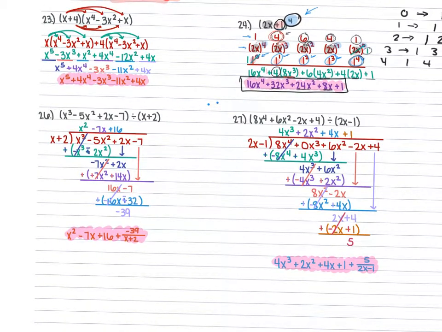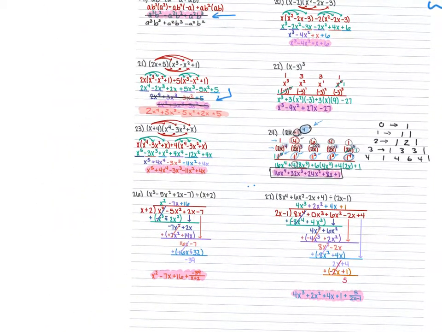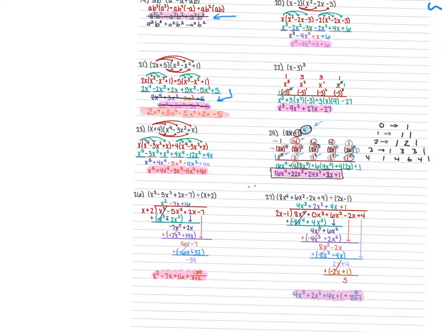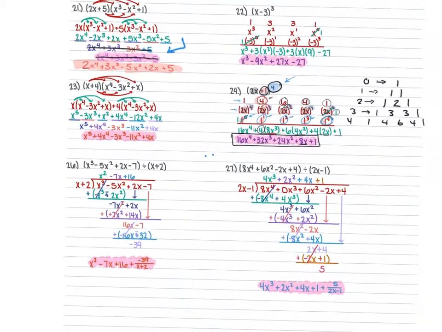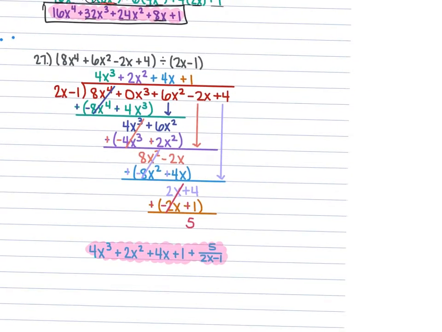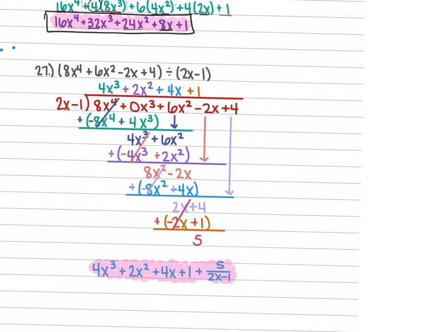All right, I want to do one of these questions with long division and definitely one with synthetic division. So let's do 27. Something has changed between this and this. Yeah, so what changed? It wasn't in standard form, because there was no x to the third. We were missing an x to the third power here. We didn't have it up there, so we had to add it in.